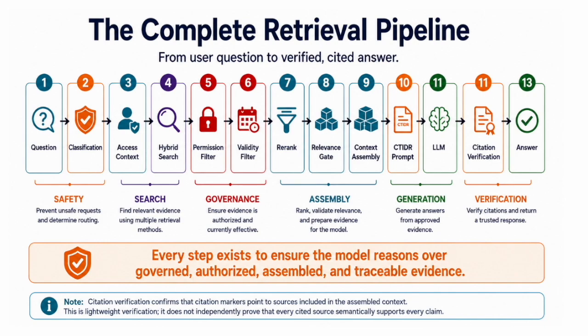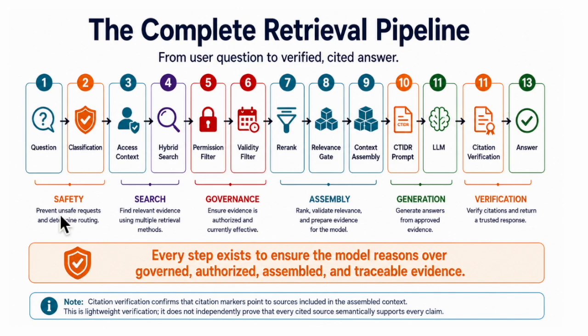Now, we do not send the user's question directly to the model. The request moves through a controlled pipeline of decisions. Every stage has a specific responsibility. Classify the request, identify the caller, retrieve candidate evidence, enforce access rules, remove invalid content, prioritize the strongest results, validate relevance, assemble context, generate an answer, and verify citation traceability.